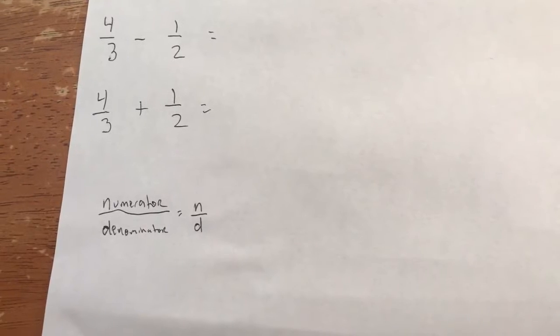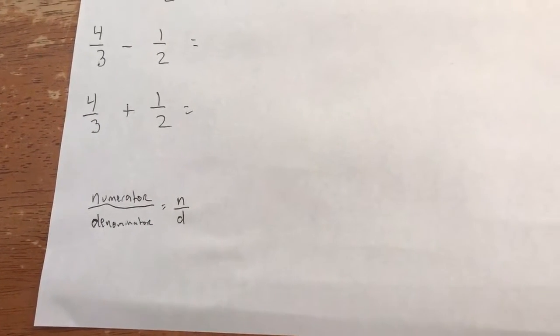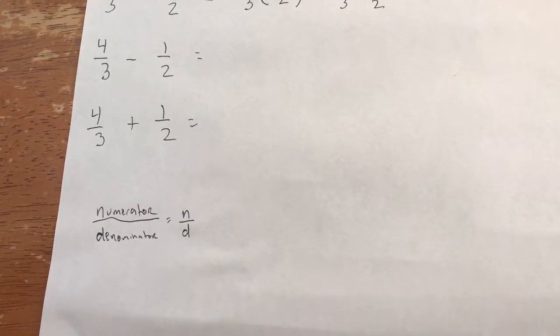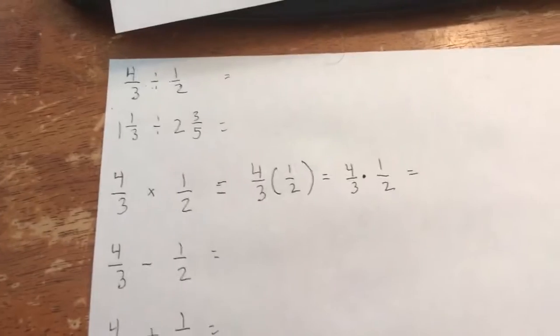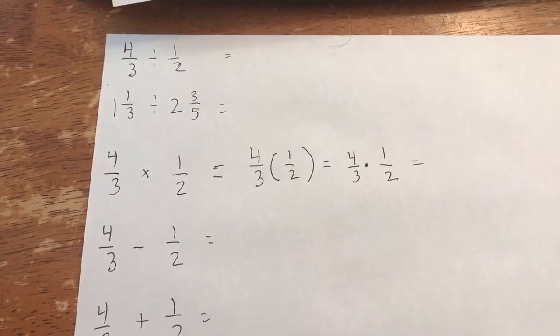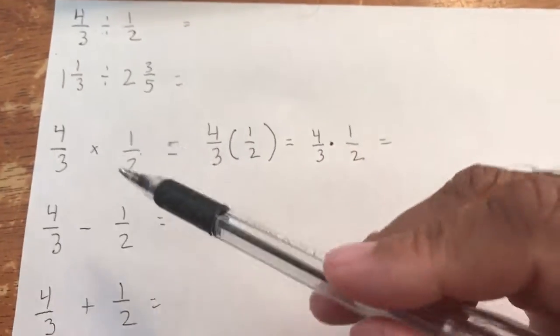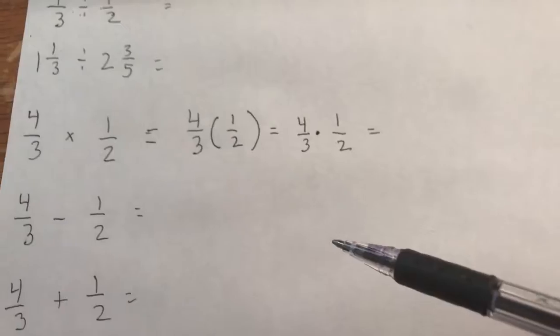Now, let's remember we always have a numerator and a denominator. Numerator is on top, denominator is on the bottom. So let's get to the simple ones, which is multiplication. Multiplication is easy. Now you remember we can express multiplication in one of three ways.